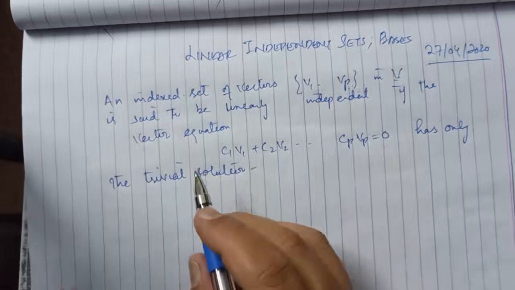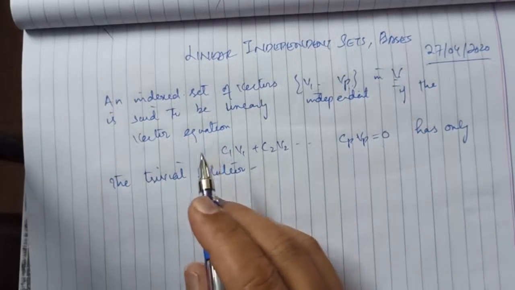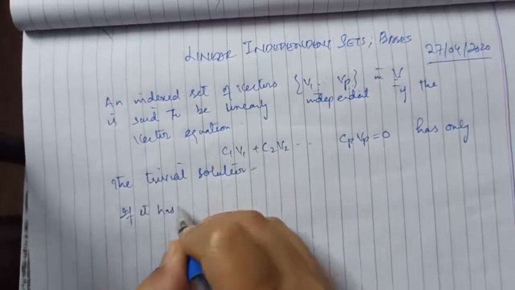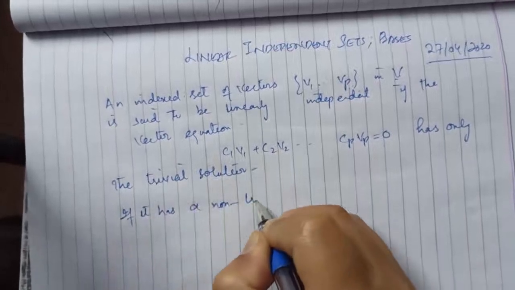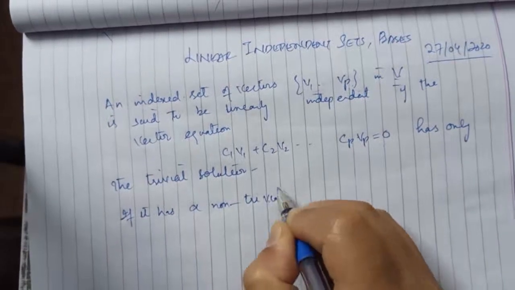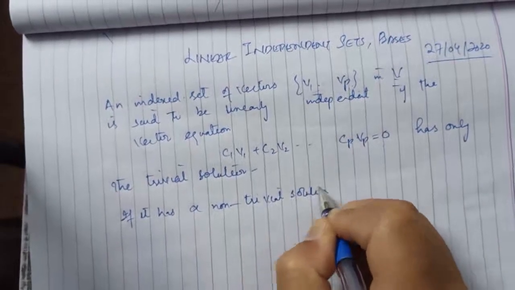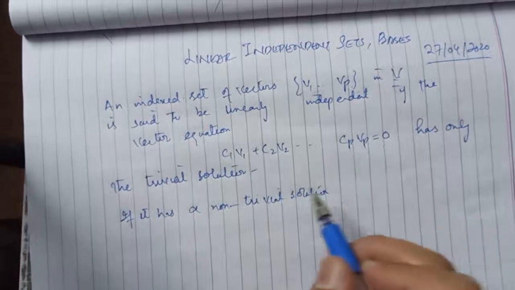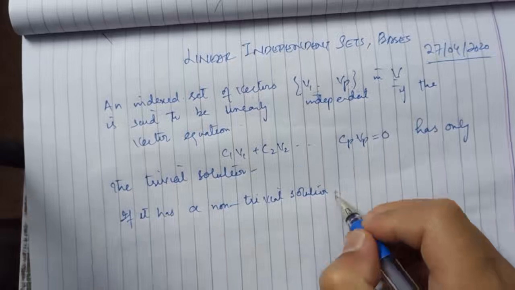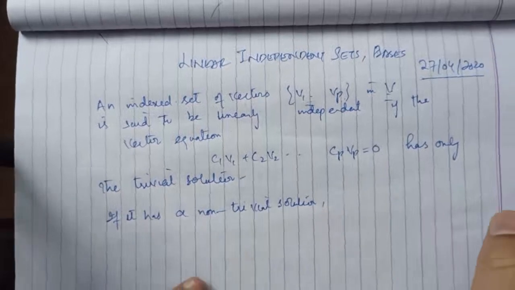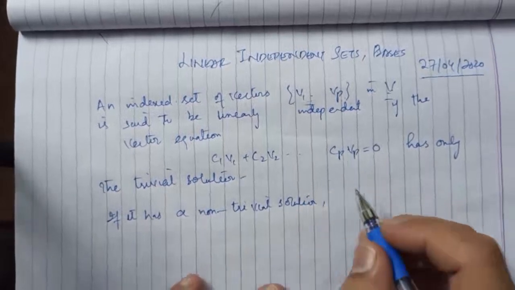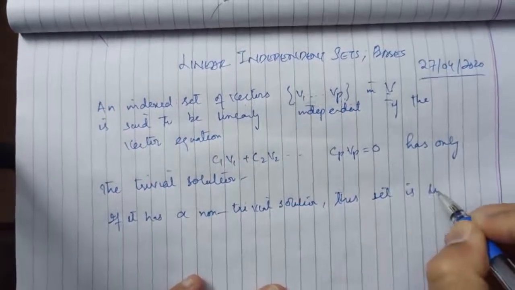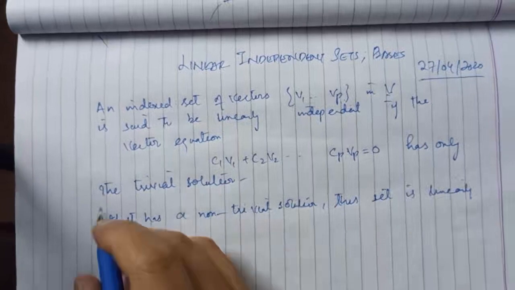If it has a non-trivial solution, it means that the above equation holds for non-zero values of C1 to Cp, then we say this set is linearly dependent.